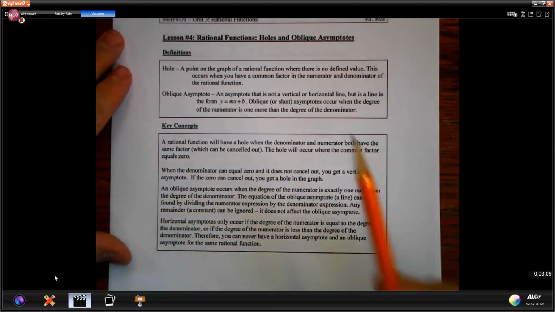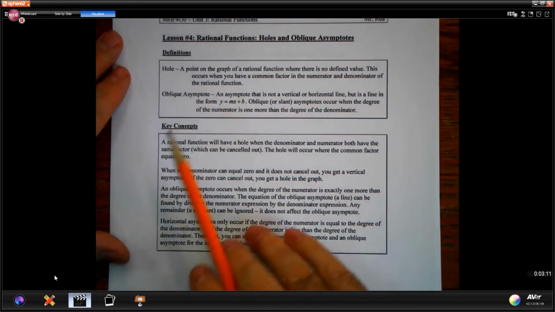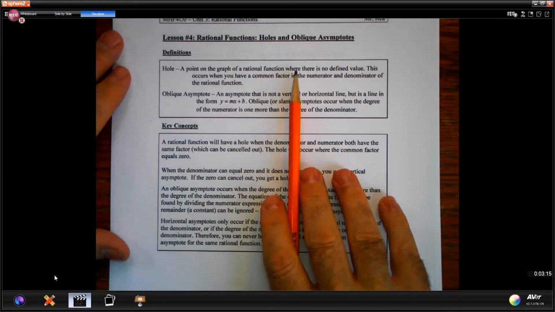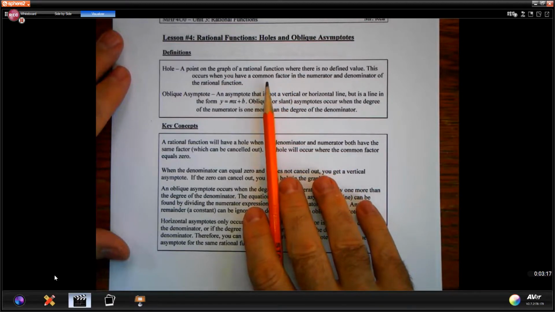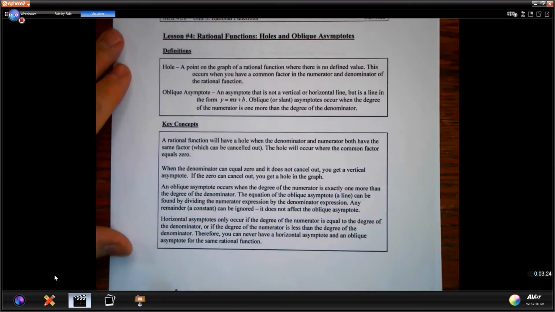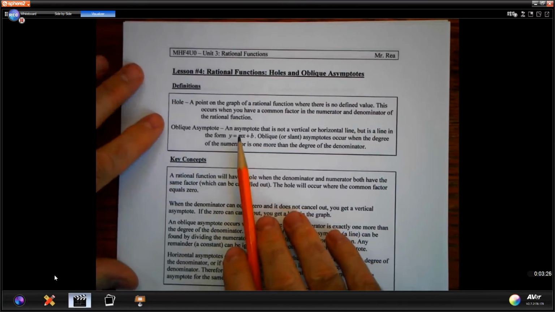So here are the definitions. A hole is a point on the graph of the rational function where there's no defined value, so it's a hole. This occurs when you have a common factor in the numerator and denominator of the rational function. I will do a little example down here in a second.